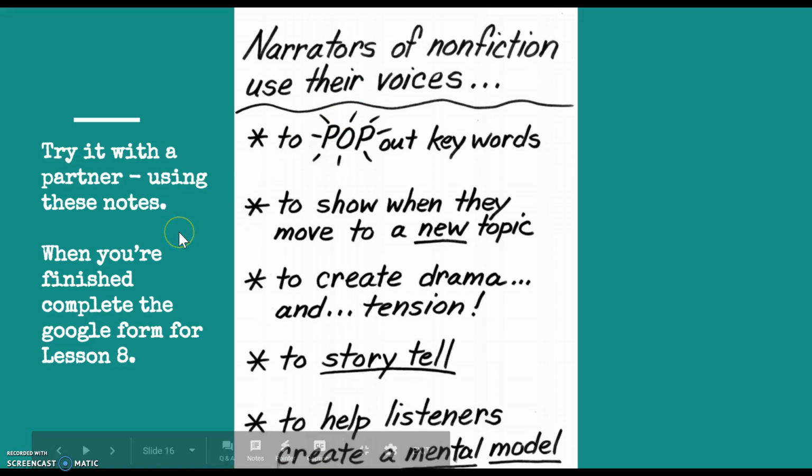So when you're reading with your partner, you're going to use these notes. You're going to pop out the keywords. You're going to show when they move to a new topic. So you need to show that there's that transition from one topic of conversation to the next. So if you're talking about habitat, for instance, you're going to want to change how you're talking when you're talking about size versus when you're talking about maybe the bedding.